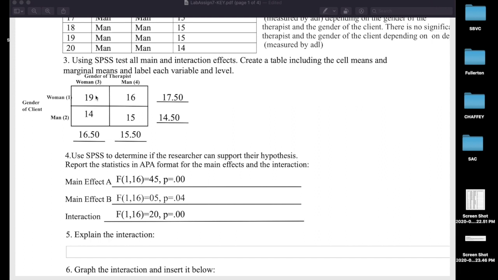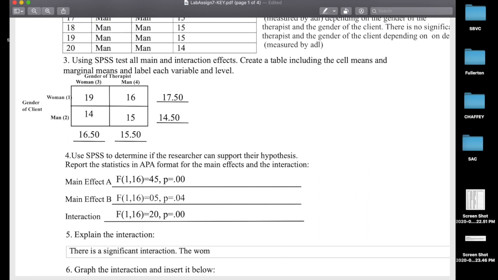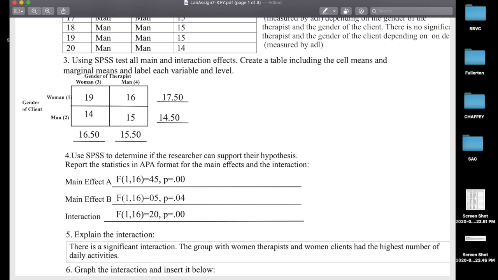And so I'm going to describe the cell and the interaction, and I'm going to mention the gender of the therapist was woman, the gender of the client was woman, and the number of daily activities was 19. So I'm just going to write that down here. Number 5. There is a significant interaction. If there wasn't a significant interaction, you would just write there is no significant interaction, and that would be the whole answer for number 5. So you'd be done at that point. So I'm going to write there is a significant interaction. The group that had the woman therapist and the woman client had the highest number of daily activities.